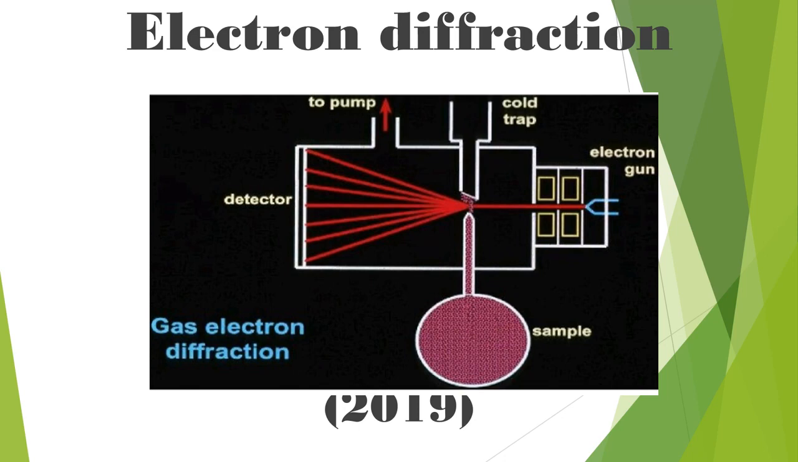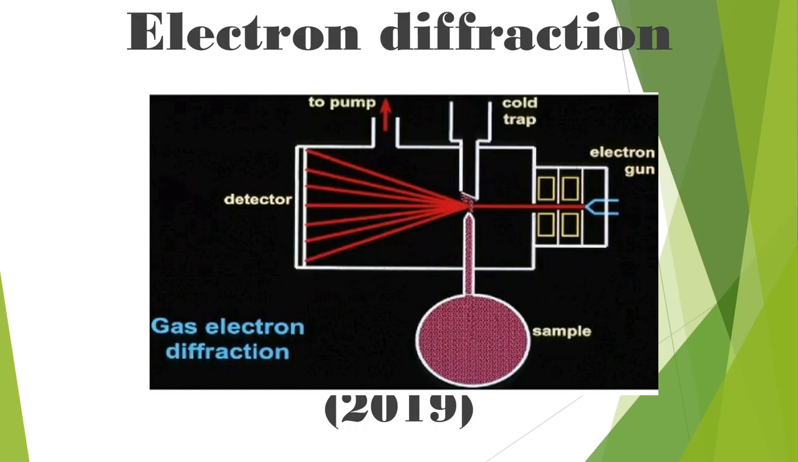So this is our next diffraction technique, which is electron diffraction, in which the source being used is the electron beam instead of X-ray beam or neutron beams.